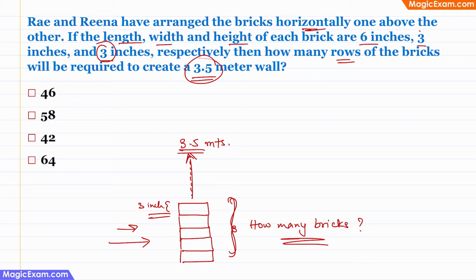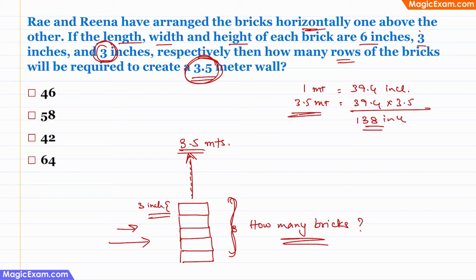The height of the wall is actually given in meters, whereas the height of the bricks is given in inches. So we have to convert either of them into the same measurement so that we can do the calculation. So let's convert this 3.5 meters into inches. Now 1 meter is roughly equal to 39.4 inches. Therefore, 3.5 meters will be equal to 39.4 into 3.5. So that will be approximately 138 inches. So 3.5 meters is roughly equal to 138 inches.